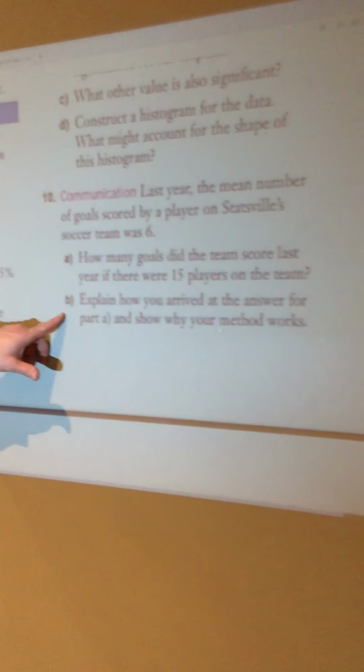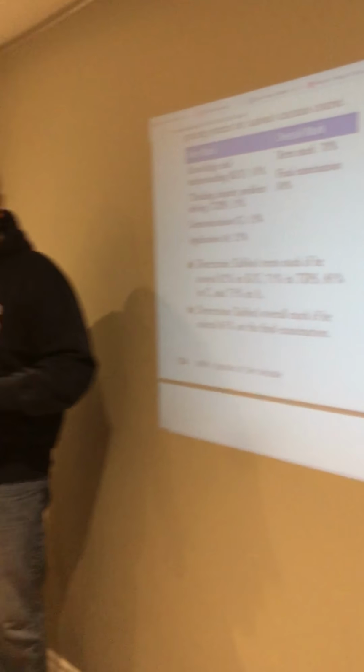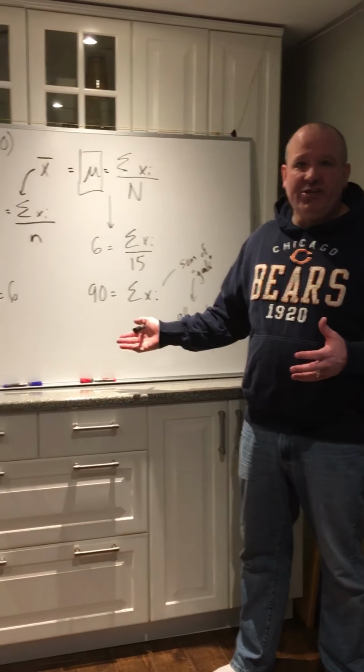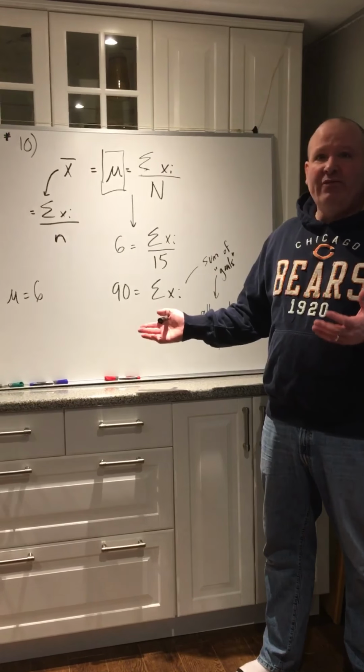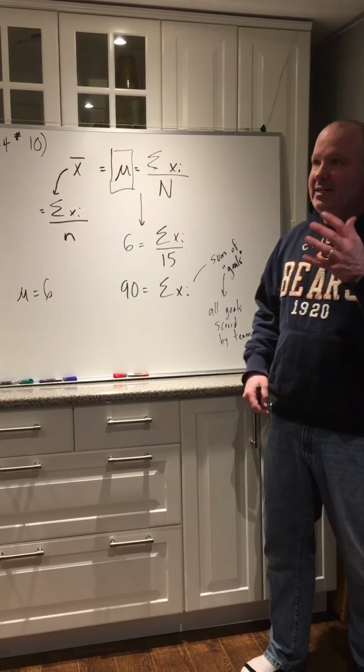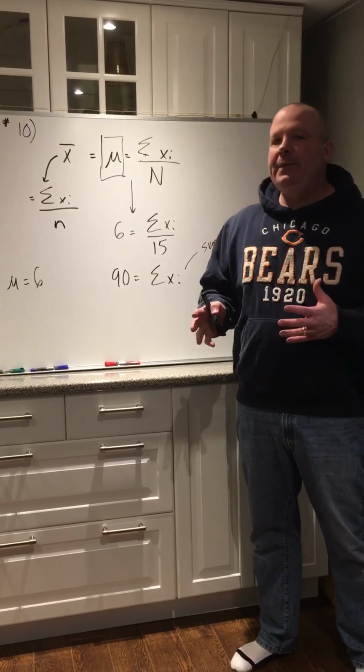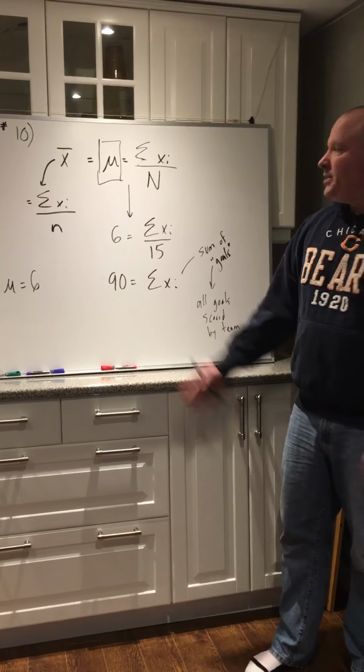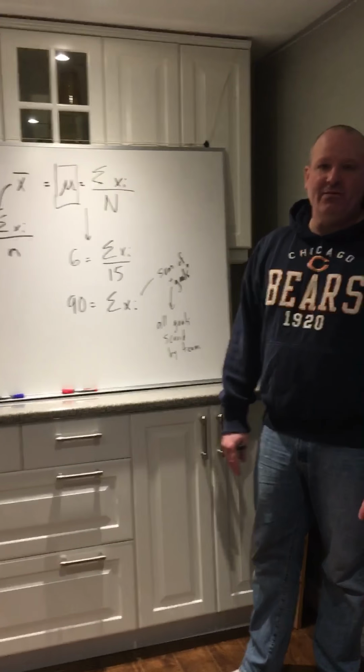If you want to look at 10b, it says explain how you arrived at the answer for part A and show why your method works. This is kind of like an old school grade 9 method question. Density is equal to mass over volume. They give you the mass, they give you the density, you plug into the formula, you manipulate it, and then you get the final answer. But this is kind of the explanation that's involved.